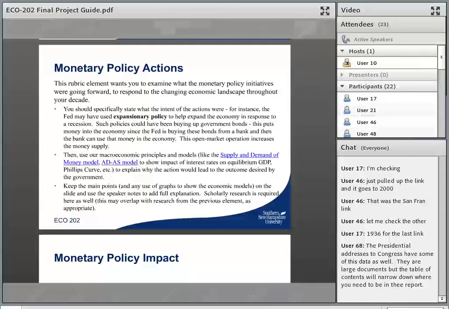Carol shared in the chat that the presidential addresses to Congress have some of this data as well. That's a great place to look. Certainly the president and Congress are very separate from the Federal Reserve in terms of decision making, but they would be in the know and be talking about it in those instances, even though they don't actually make the decision. The Federal Reserve is an independent body, but certainly there's a lot of overlap in terms of what they're trying to achieve, even though they make the decisions independently.